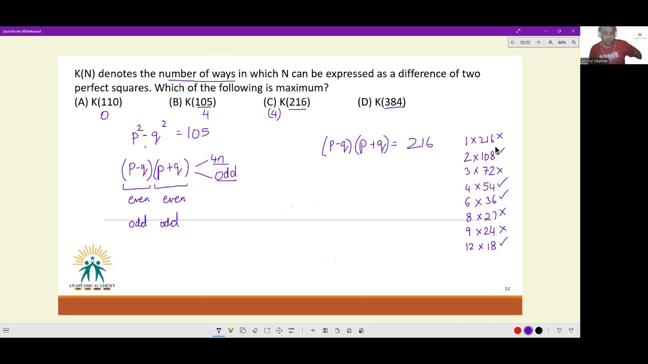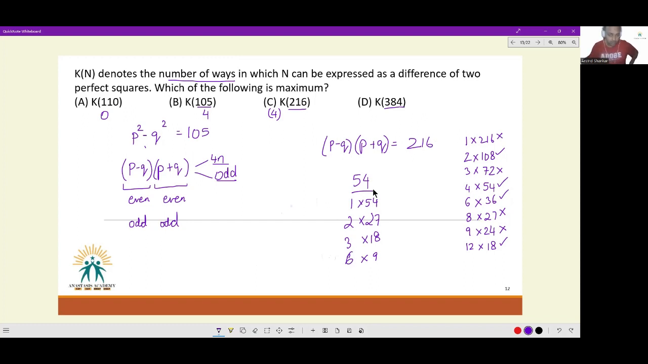So you presumptively do what? You take 2 and 2, 4, away from it. Instead of 216, work with 54. Now, in how many ways can you write 54 as a product of two numbers? 1 into 54, 2 into 27, 3 into 18, and 6 into 9. Can you see? For each of these four pairs, you will have a case.